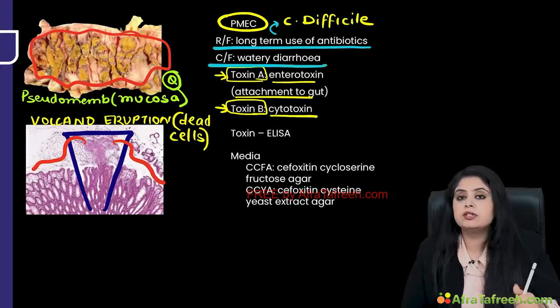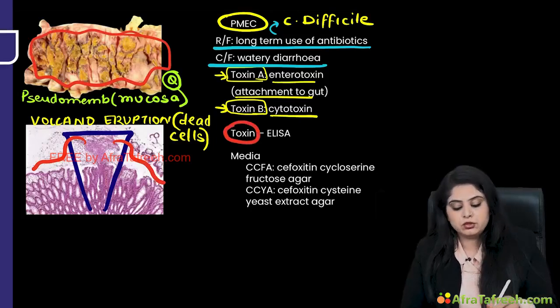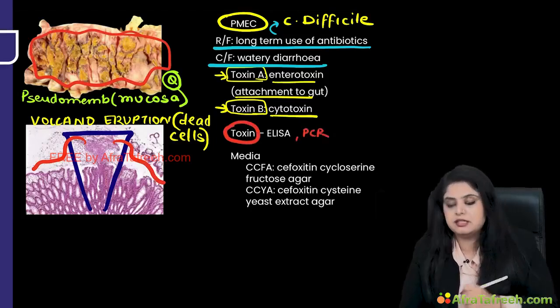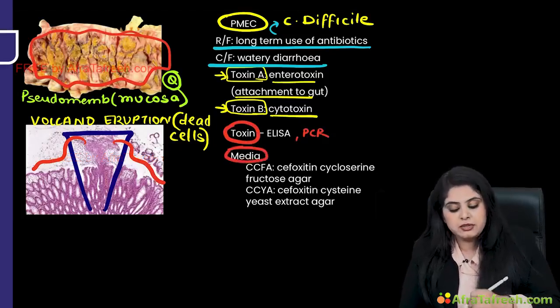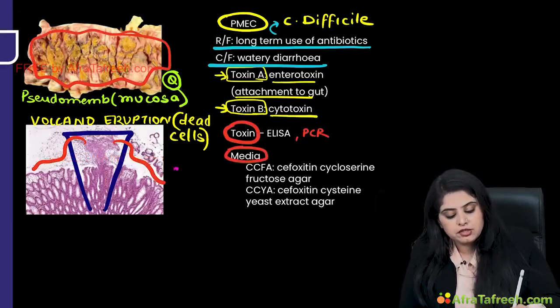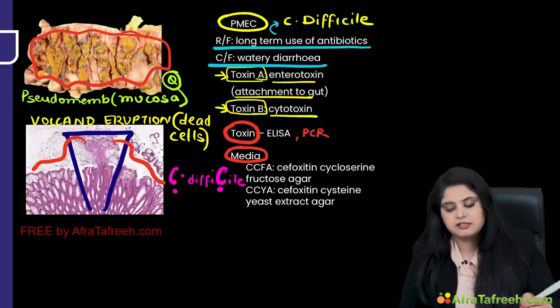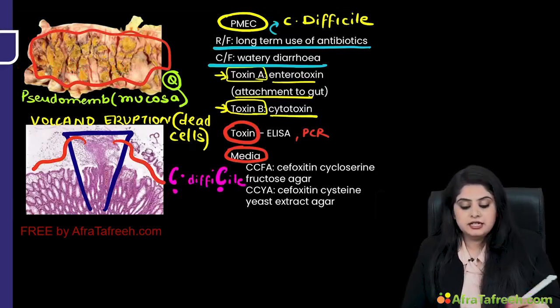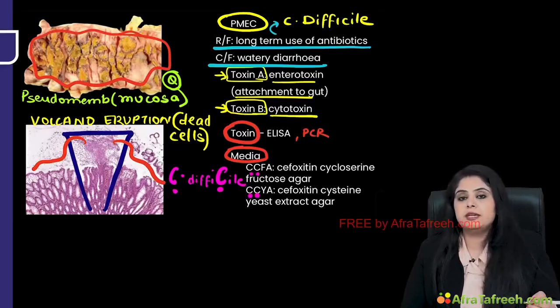So how are you going to do the diagnosis? Either you can do toxin testing, ma'am, the toxin is the culprit, so do ELISA for the toxin, do PCR for the toxin, find the toxin, or you can use some culture media. So when I say Clostridium difficile, I can see that this has a lot of C sounds, Clostridium difficile. So CCFA and CCYA are the culture media that I use.